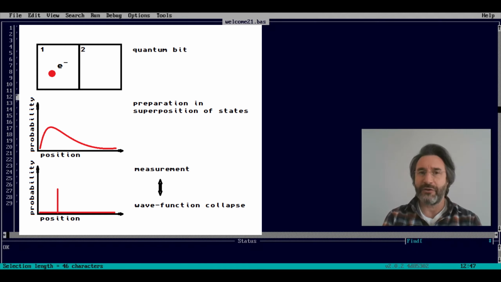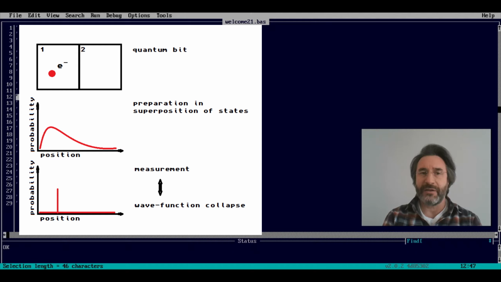So in practice, and this is something that I am showing here at the top of the figure, when you prepare a quantum bit, in this particular case you have two boxes, and if your electron is in one box, this means a 0, and if it is in the other box, this means a 1. When you prepare this system, essentially you are providing a probability that you will find this electron in box 1 and another probability that you find this electron in box 2. And this is what I am showing here in the middle plot.